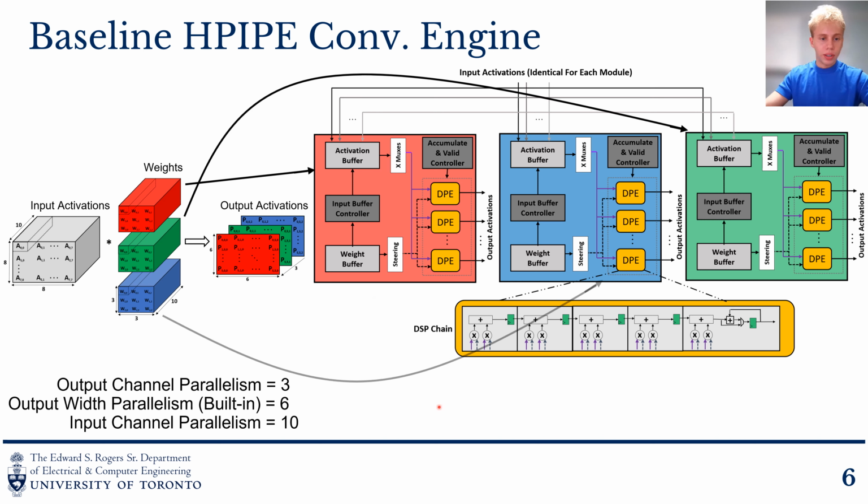The last type of parallelism is output channel parallelism. This is how many of these filters we are multiplying against the input activations in parallel. To take advantage of this one, we essentially duplicate the convolution engine. Over here, we have the same convolution engine duplicated 3 times, one for each filter. The weight buffer in each one will store a different filter, but we're sending identical activations to each one. These activations are stored in the activation buffer, and then they're steered into the dot product engine. Same with the weights shown here.